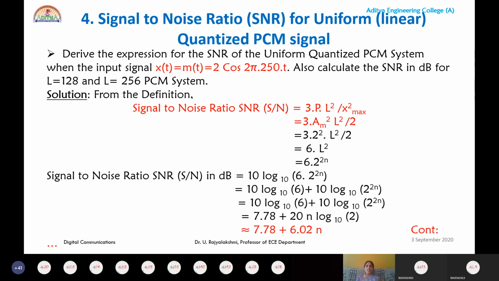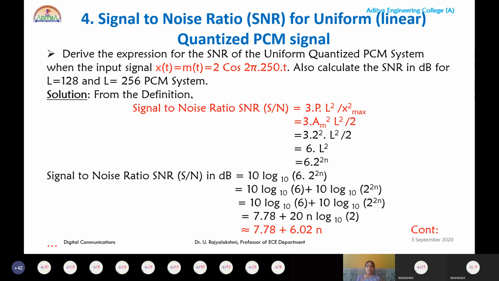But what is the relation between L and N? L is the number of amplitude levels, which is equal to 2 power N, where N is the number of bits per sample. So finally you should deduce the expression in the form of N only. So 6 into 2 power 2N. Okay, you got SNR like that. But what is the second part actually here? You should be able to calculate the SNR in decibels for some value of L, that is L 128 and L 256. So that's why you should represent the SNR in decibels first. So you got SNR as 6 into 2 power 2N. Okay, please represent that in decibels.